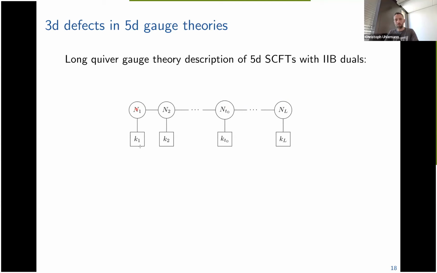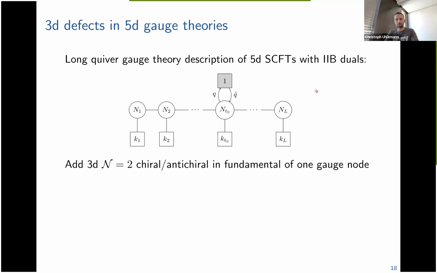And every gauge node may have flavors attached to it, and may have Chern-Simons terms. That way we get a set of discrete data specifying the gauge theory, which we can infer from the 5-brane webs. The idea now is to take this gauge theory and add some three-dimensional matter to a particular gauge node, which we single out among the nodes in the quiver diagram. So what we do is add a 3D chiral antichiral pair in the fundamental representation to some particular gauge node, and that's represented here by this gray box in the quiver diagram.